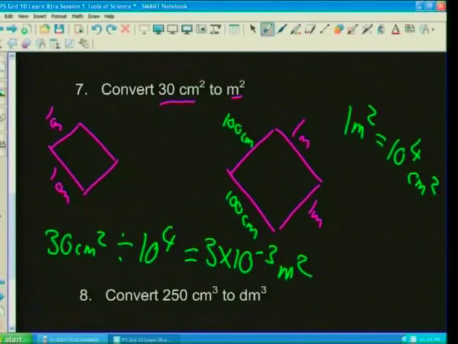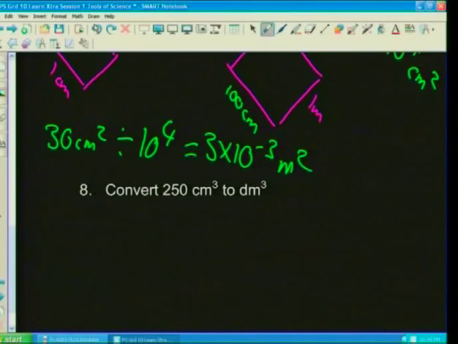A meter squared is really quite a big unit. It doesn't come up very often, but I think it's important that you do know it. The next one is also important. Right, 250 centimeters cubed. Now, volume measurements. Interestingly enough, 250 centimeters cubed is equal to 250 milliliters.